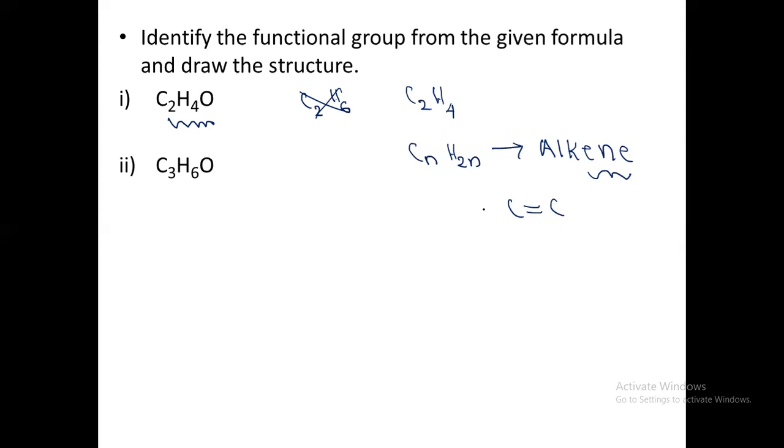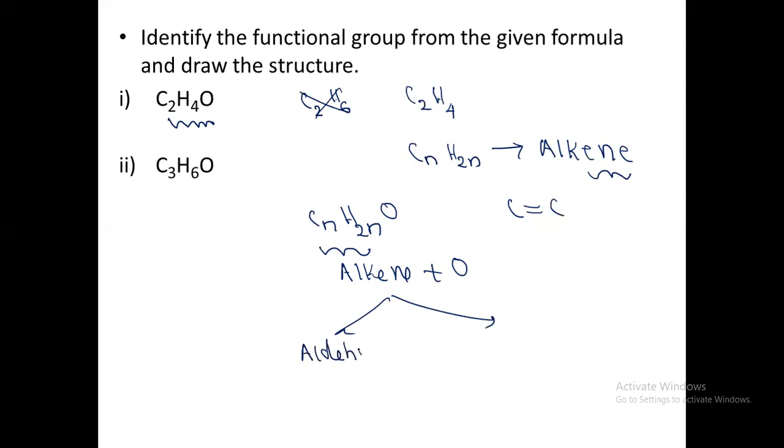That's what alkene means. Now this has an alkene formula along with an oxygen. So it cannot be an alcohol, right? So if it is an alkene formula along with oxygen, there are two possibilities. The functional group can be an aldehyde or ketone.